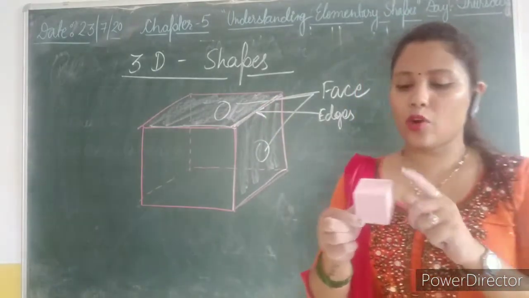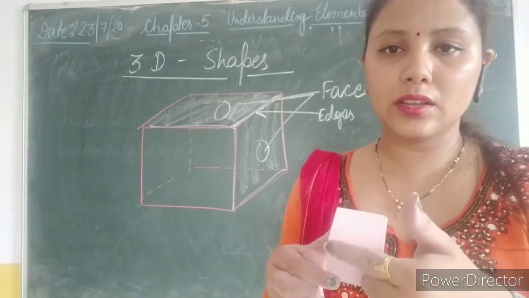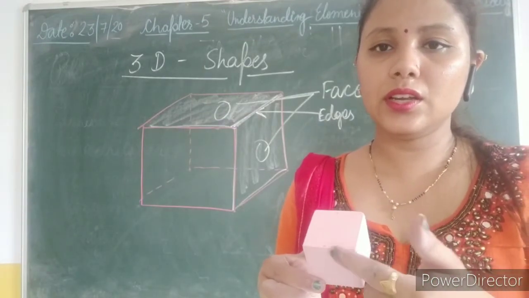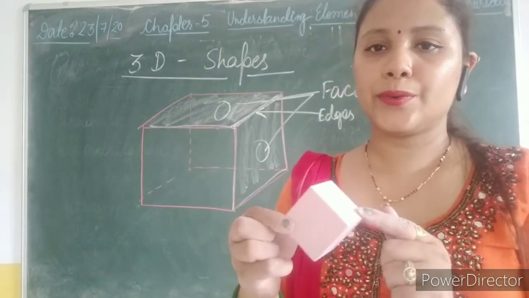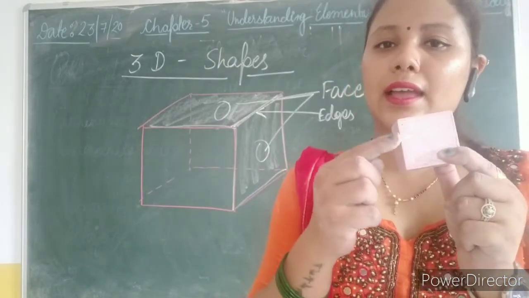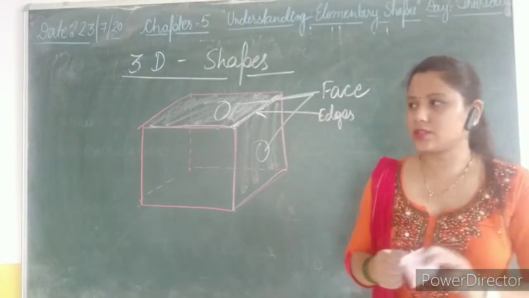So here in this cuboid, this one is the face, this one is the face. So these two faces are joined with each other here. So that is the edge. Edge, edge, edge, edge. Okay. So ये सारे के सारे क्या है? So ये सारे इसकी edges हैं.